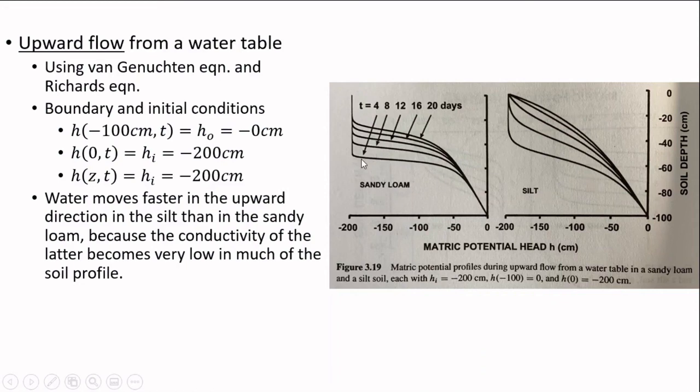All right, so here's the day of simulation. It's simulated until 20 days. So you can see that at 20 days, the silt already reached the surface of the soil, whereas the sandy loam still has 20 centimeters below the soil surface.